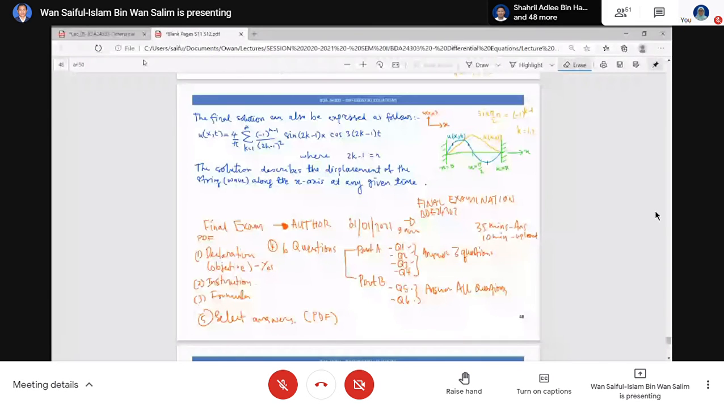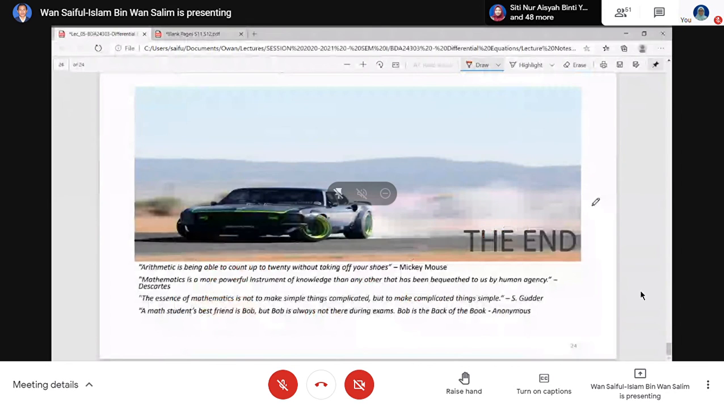then that brings us to the end of this course. Okay, tamat kursus ni, subjek ni. Jadi I will end my lecture with certain quotes, beberapa quote daripada makhluk-makhluk terkenal pasal matematik ni. Mickey Mouse dia kata, arithmetic is being able to count up to 20 without taking off your shoes. Okay, tu Mickey Mouse cakap.